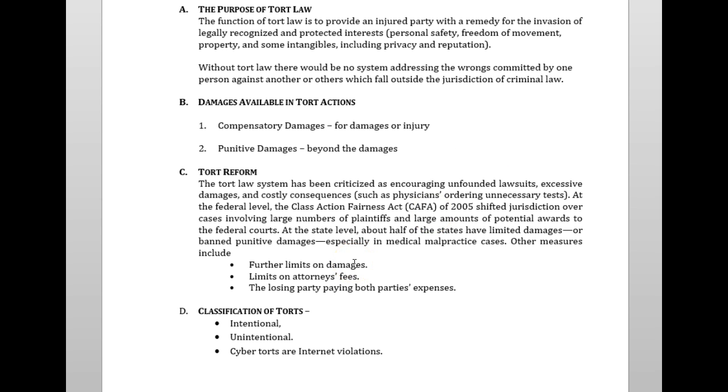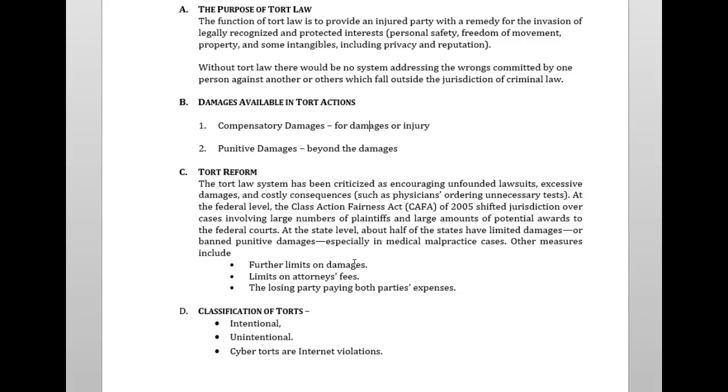There is tort reform in our country, and it's because there have been many lawsuits that some people have considered frivolous, with excessive damages, and it's been costly. And that means physicians, when they have to have such high liability insurance, will also order a lot of unnecessary tests just to cover the possibility of being sued for negligence.